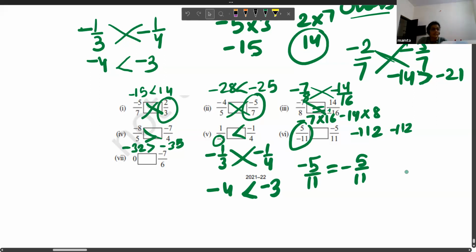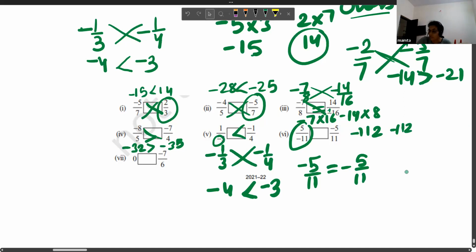How to find the greater number among two? Yes, ma'am. Okay. Very good. Very good, children. Yes. So this is called comparison of two rational numbers. Okay. Comparison of two rational numbers.